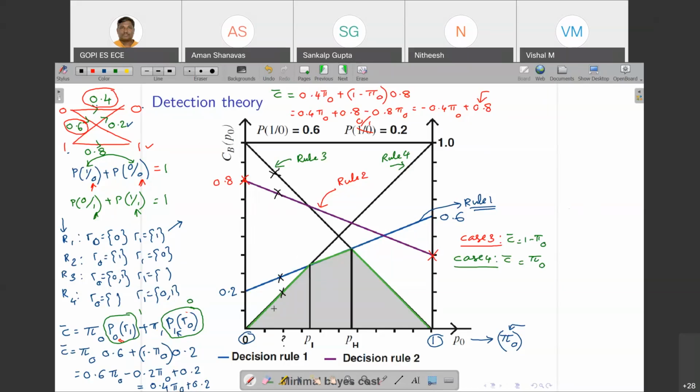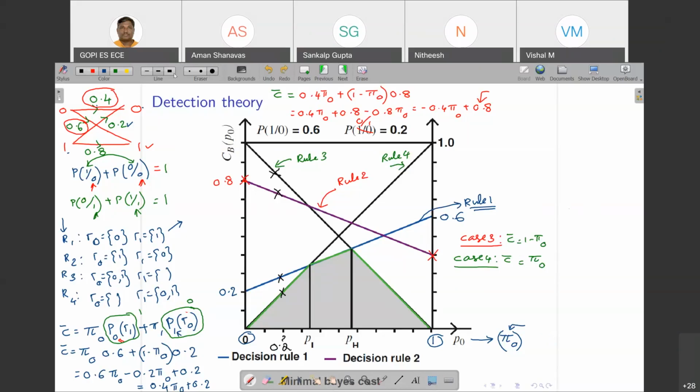Now if my probability is this, we don't know the exact number, maybe 0.2. Suppose my prior probability pi naught is 0.2, then I have to go for rule 4. So it is basically a function of the prior probability that fixes the rule. That is exactly what I want to convey.